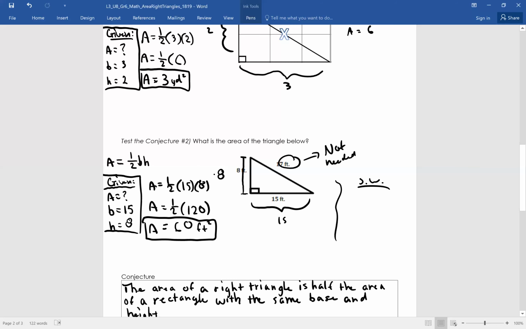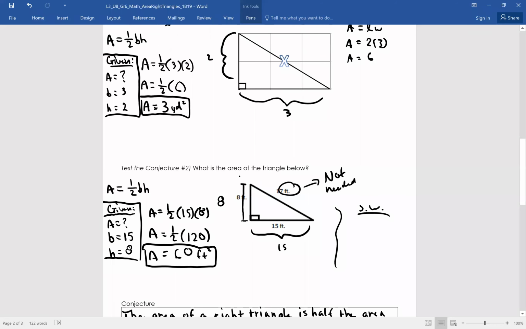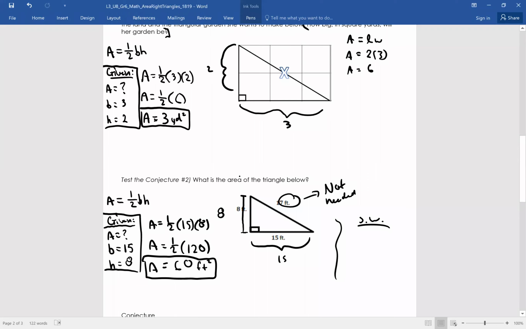As you can see, my processes for the first and the second questions are the same. I wrote down my dimensions. I figured out what my base and my height was. I know for a fact that I'm using this formula because they're saying what's the area of the triangle below. Once I figure that out, I figure out what's given, and then I do my substitution. I simplify it, and I am left with my answer, 60 feet squared.